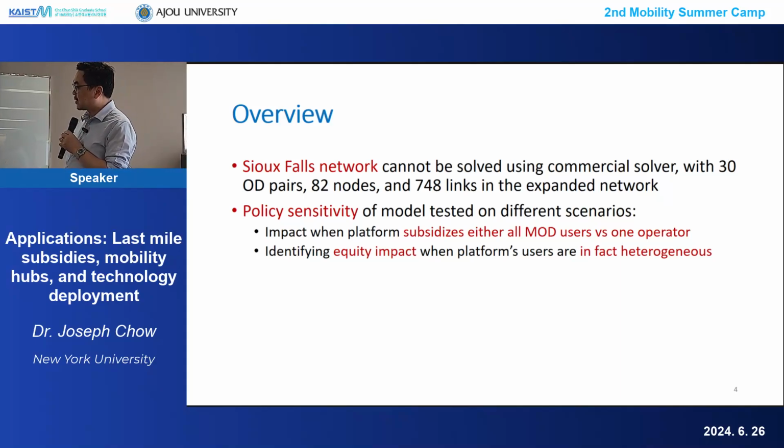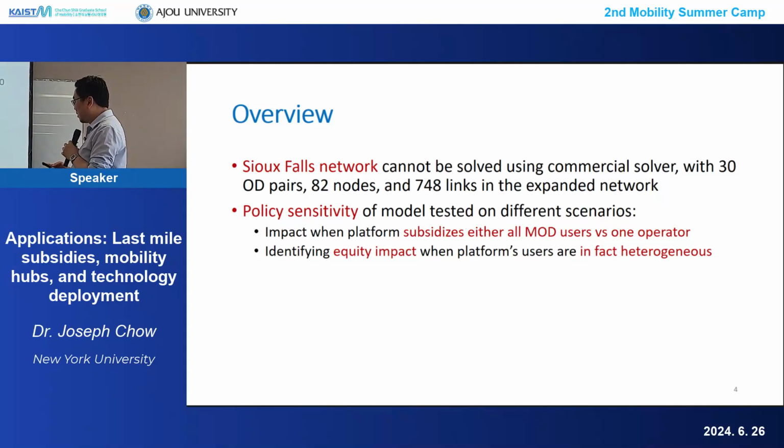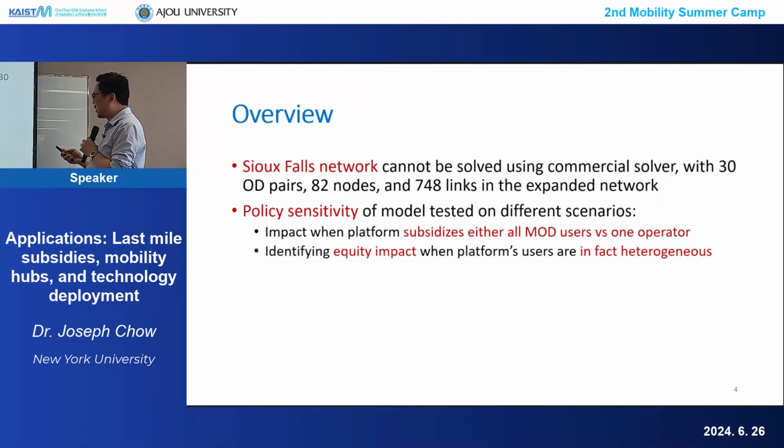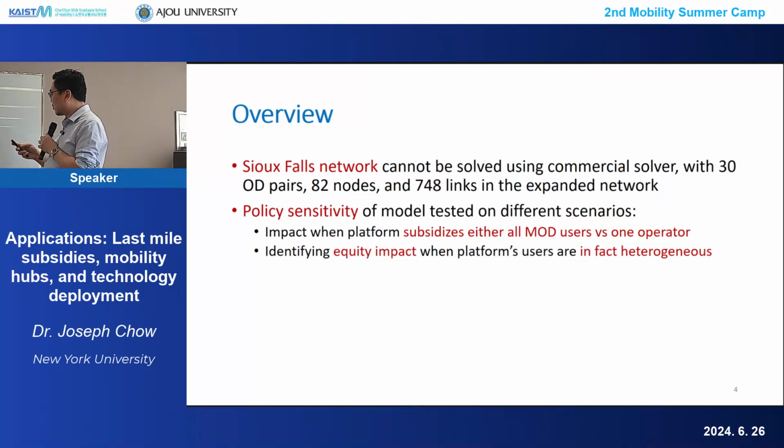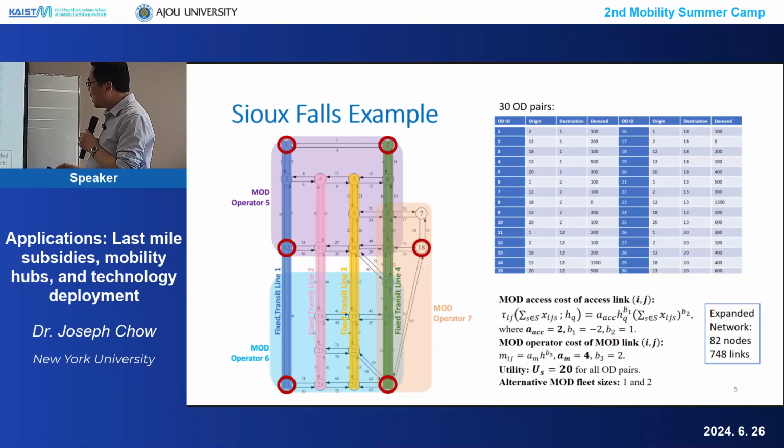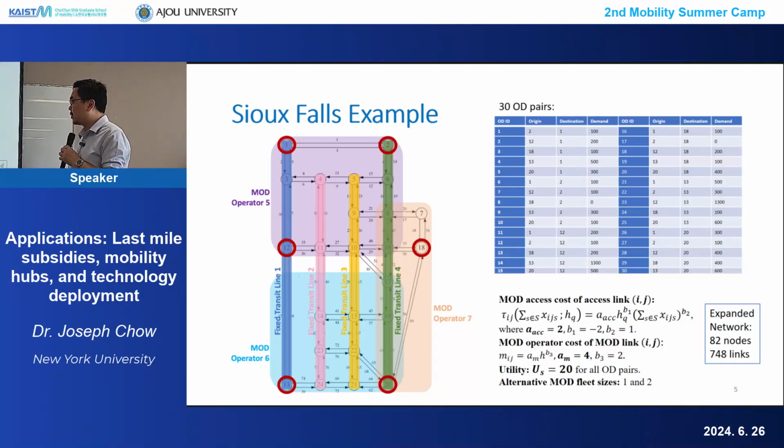And then we test out different policies and scenarios for this. But I think I only showed 2 to 3 cases here. Okay. So this is the example that we're using.